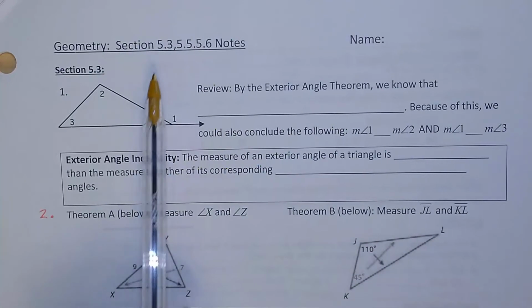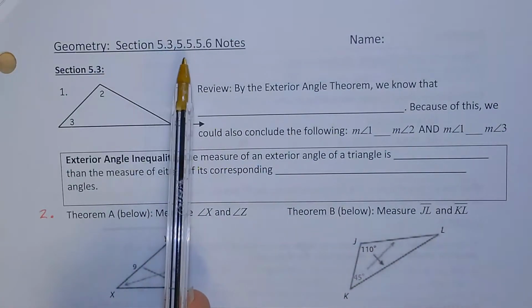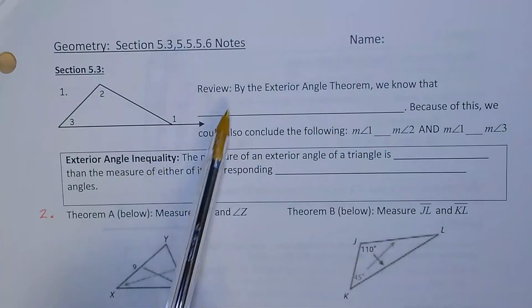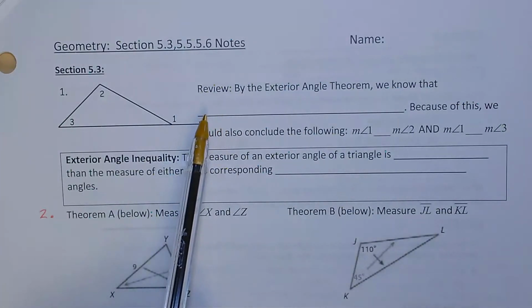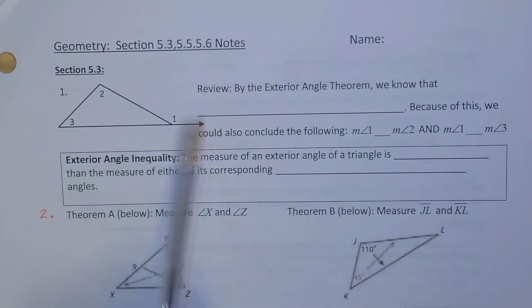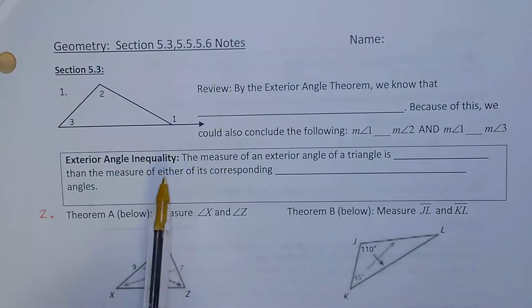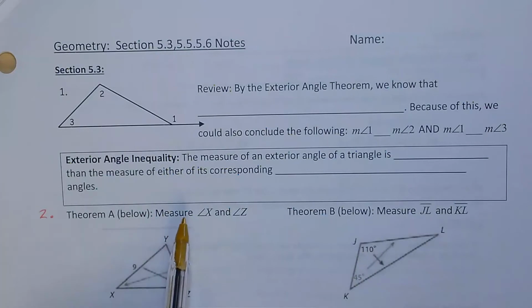So we're going to look at 3 sections, and we're going to start by looking at 5.3 and 5.5. And I'm going to review a theorem that we learned earlier in the year, and we're going to take this theorem and make an inequality. So for today, just think this. Almost everything I teach you has to do with an inequality.